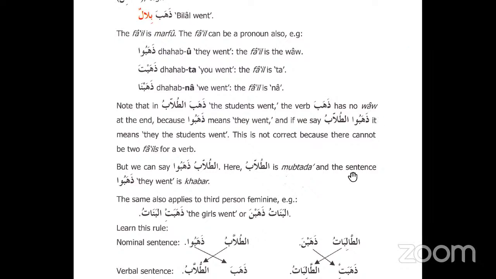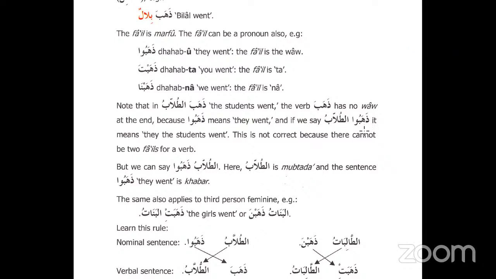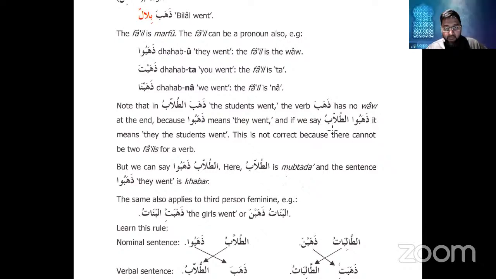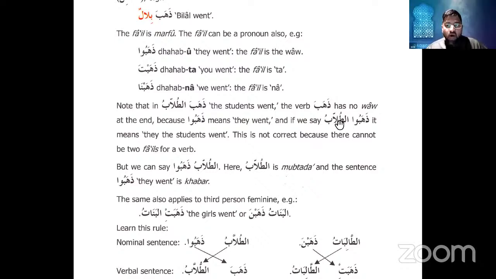It has alif lam in the beginning as well, and what's happening then is that the waw in zahabu will become the fa'il as long as the fa'il is not coming after it. So let me put this in another way: if you want to use the plural verb zahabu and also mention the students, you would have to mention the students before the verb. At-tulabu zahabu, the students, they went.